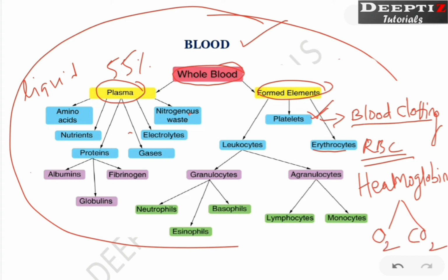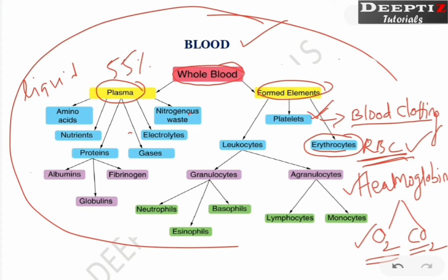How does our blood transport oxygen? Blood consists of RBC. RBC is made up of hemoglobin. This hemoglobin has the ability to carry respiratory gases. So what is the main function of erythrocyte or RBC? To carry respiratory gases. How does it carry them? Oxygen towards the cell, carbon dioxide away from the cell.